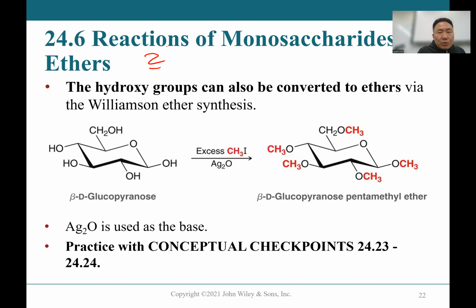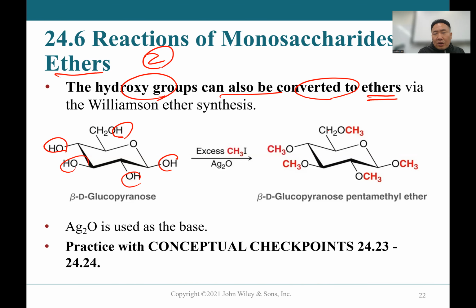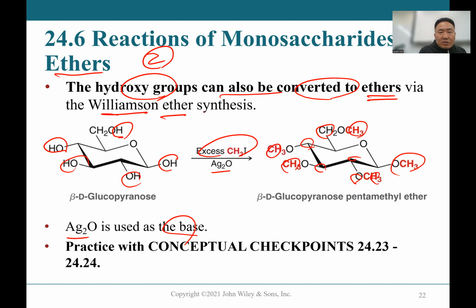Also, reaction number 2. Let's make an ether. So the hydroxyl group can also be converted to an ether, ROR. You can use excess methyl iodide with a base. Silver oxide is used as the base. So this is Williamson ether synthesis. We can generate ethers by Williamson ether synthesis.